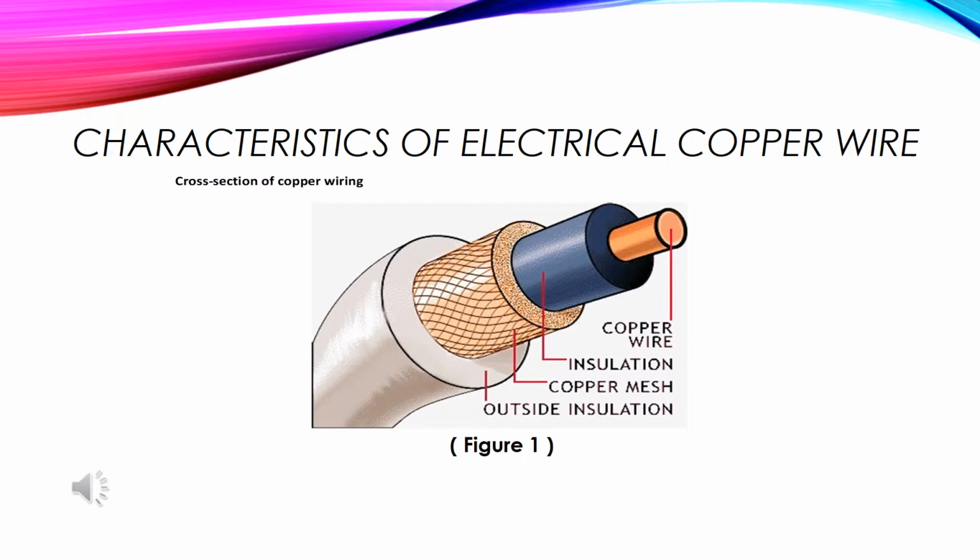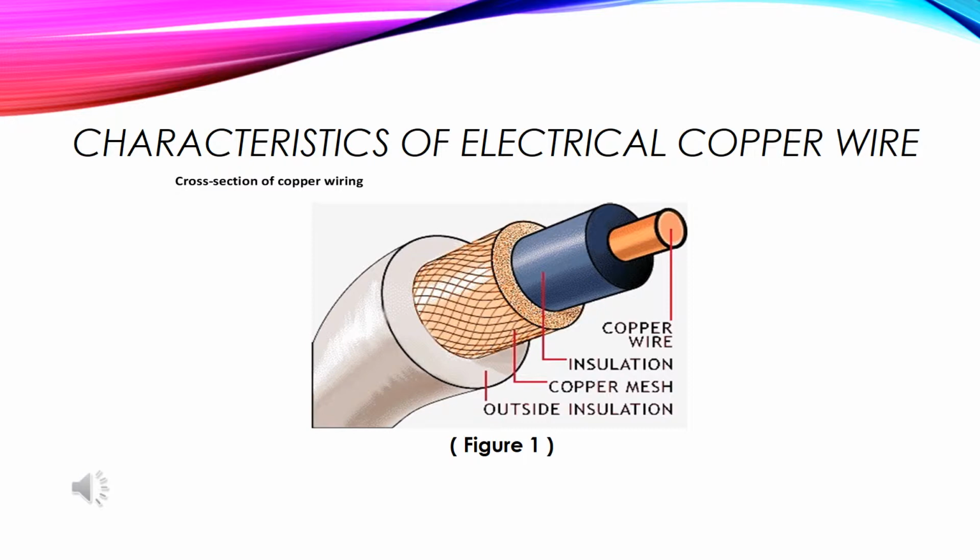Characteristics of electrical copper wire. Here we attach a schematic diagram of the cross-section of a copper wire, which consists of copper wire, insulation, copper mesh, and outside insulation.